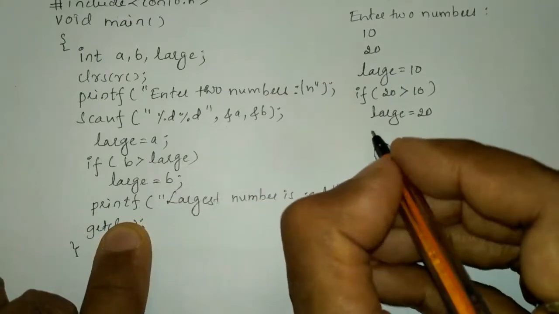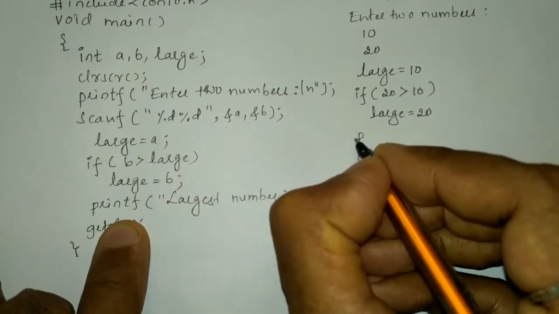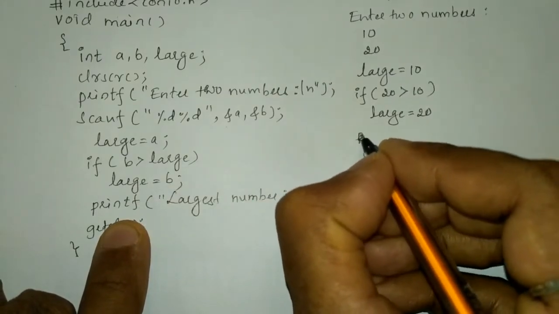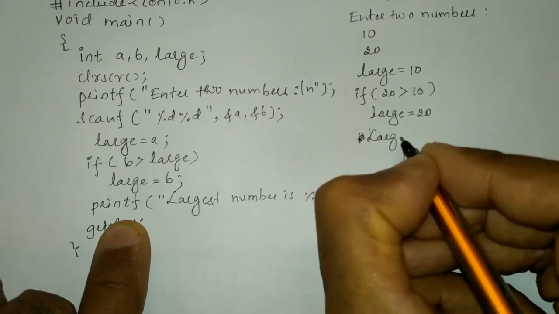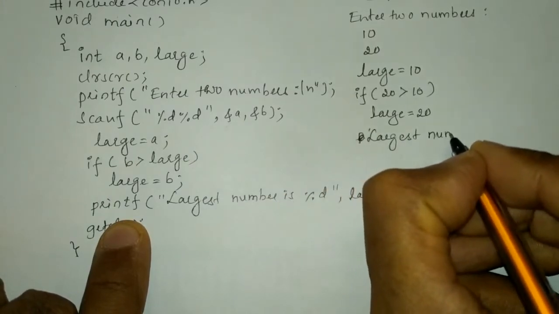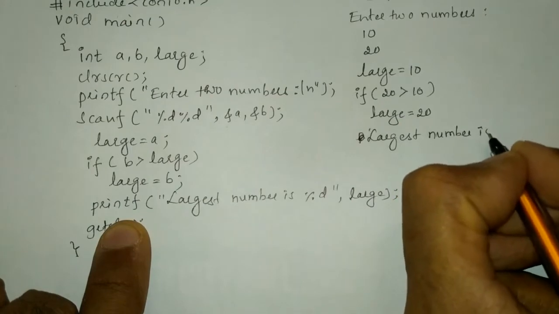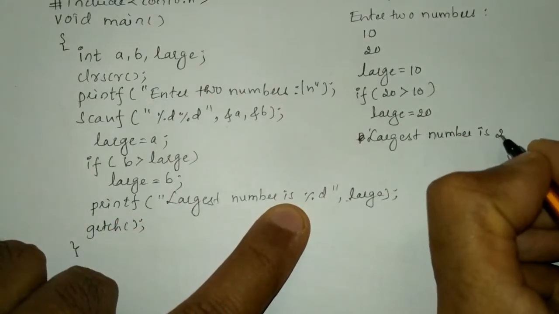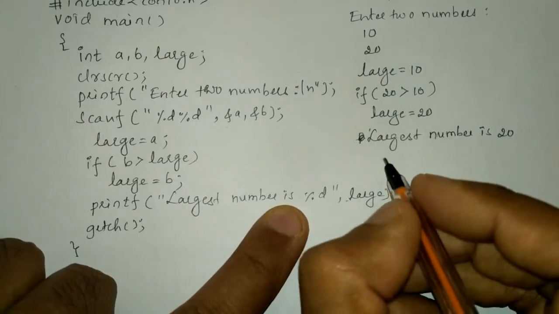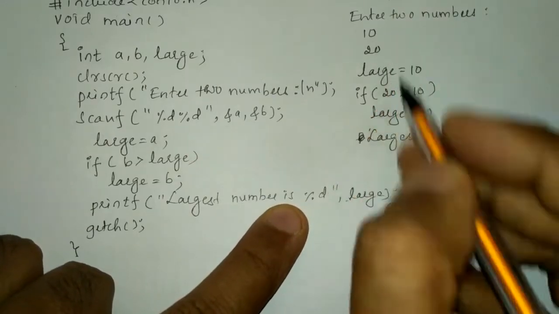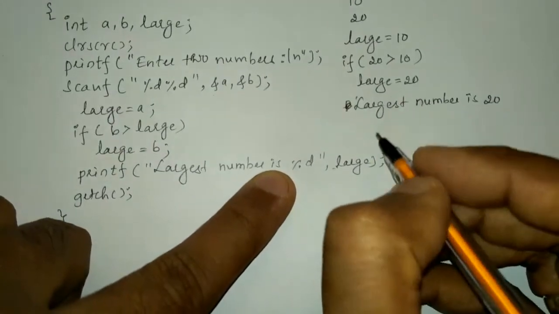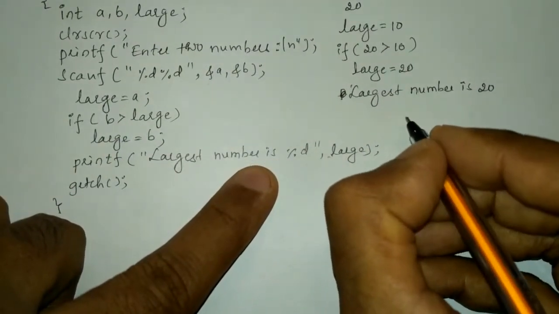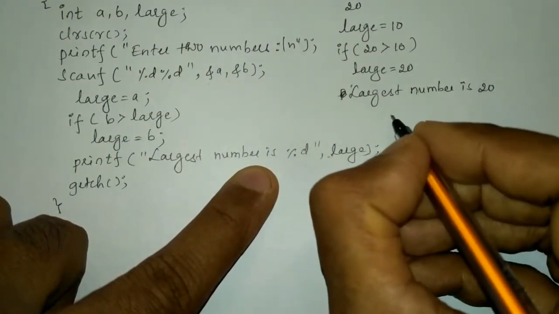I'll write here printf statement. In a printf statement, it is going to print largest number is %d large. So here large consisting of 20. So what is going to happen if I interchange the numbers? If I initialize 20 to a, so we'll take run 2.